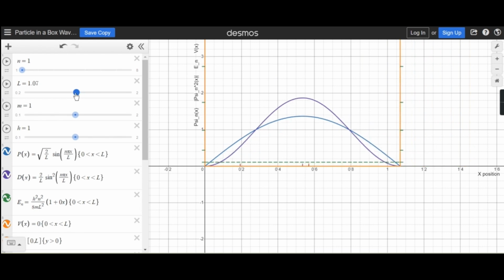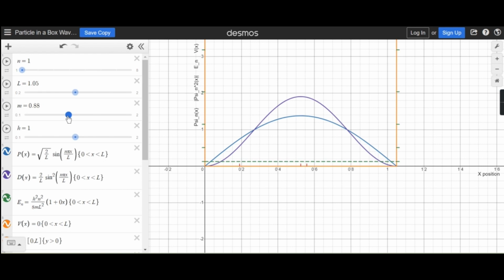For m, it has no effect on the wave function, but it does have an effect on the energy. As the mass of the object gets smaller, quantum behavior becomes more apparent and the energy differences become more separated. As the mass becomes bigger, energy levels get closer and the quantum effect goes away. So that's the basics for the particle in a box wave function.